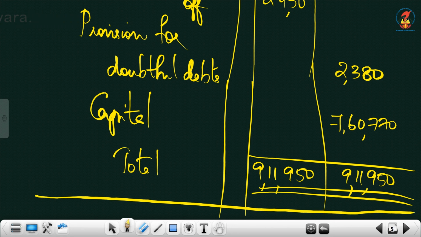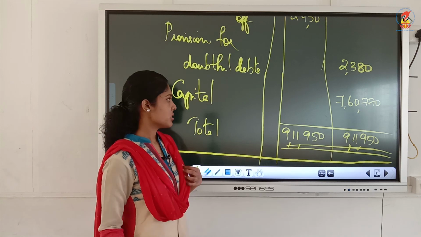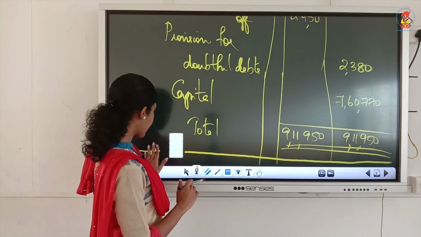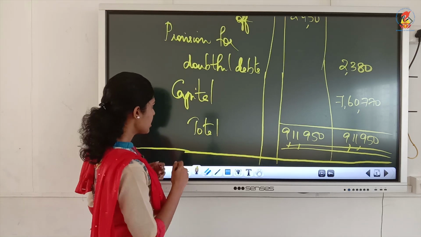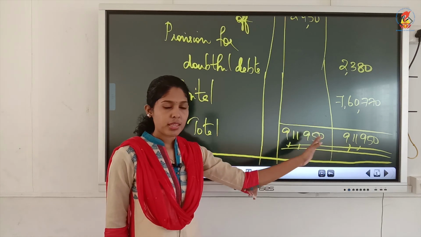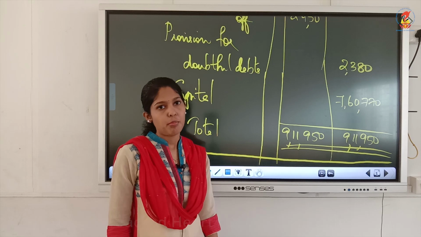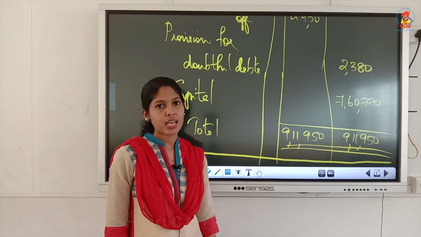So in this question there is a difference in the pattern of question. We did the trial balance, everything the same way, but there was a missing figure. So the difference between the debit and credit sides we wrote as capital amount. Then we will get both sides as equal.